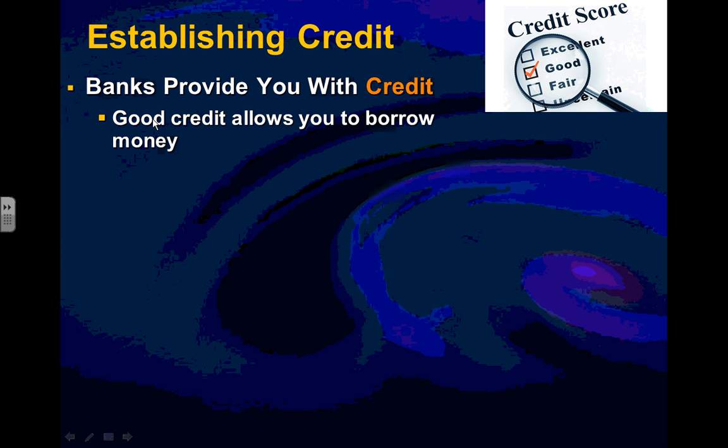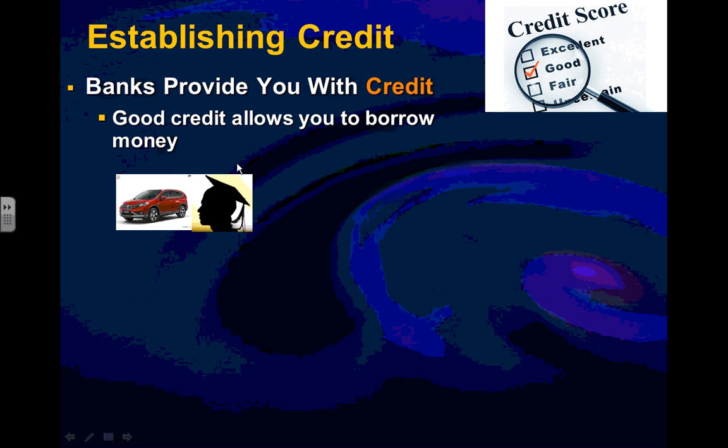And so good credit, or having a good credit record, means that you paid bills on time and you didn't owe anyone money. A good credit record allows you to borrow money and get better interest rates when you buy a car, or you pay for college, or you want to buy a house.